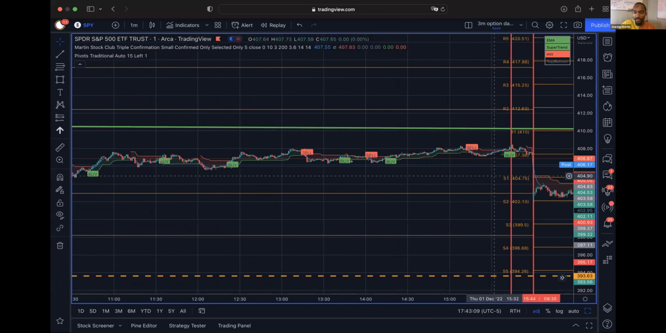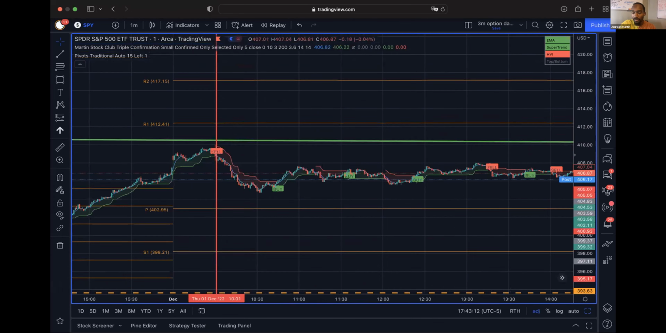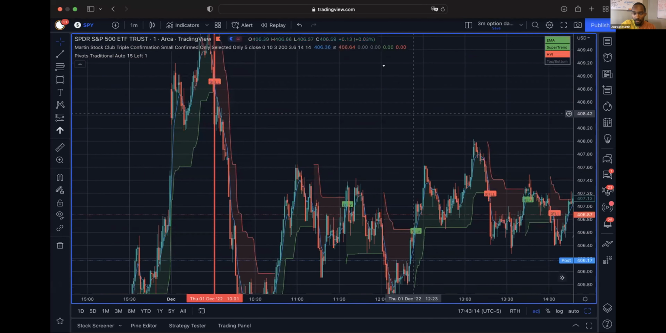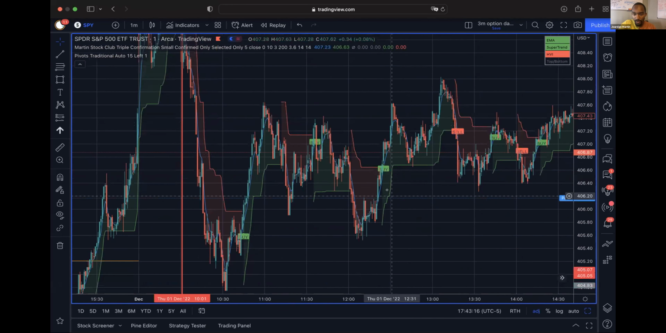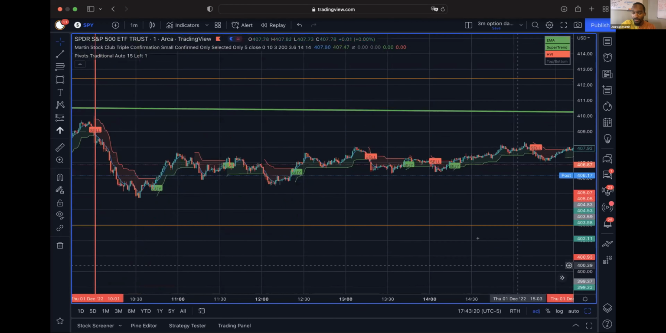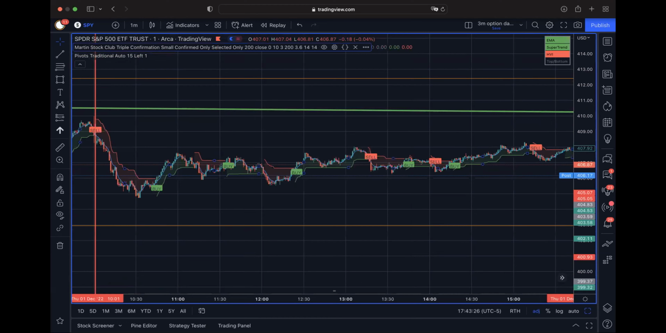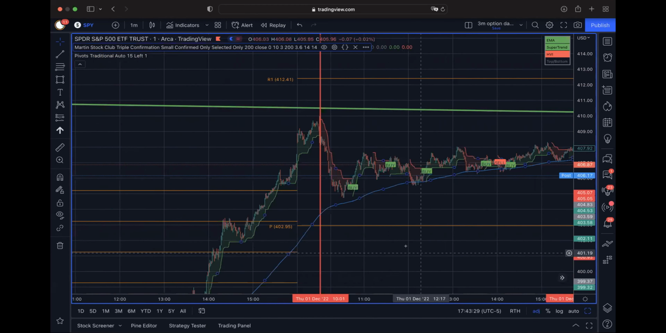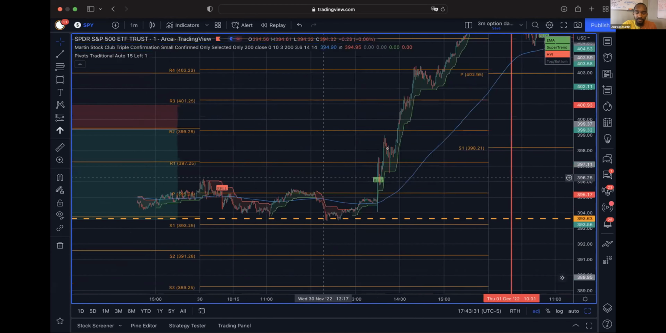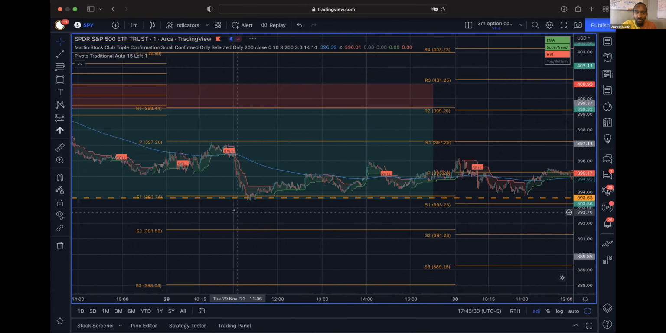Take this choppy day, where you might just be scalping it, but we still have good movement. It's just a lot of signals when you take that EMA down. It's beautiful that you can see the past results as well.